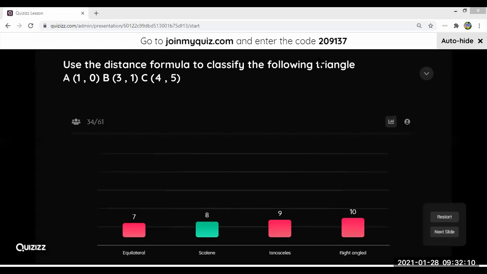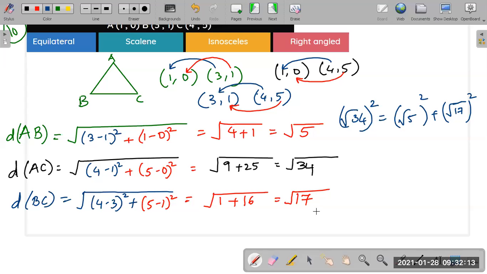Comparing the three sides, you can see that all of them are different, right? So none of the sides are equal. That will make it a scalene triangle. Also, if you compare this, 34 is not equal to 5 plus 17. So this is not a right-angle triangle. The answer to this was scalene.